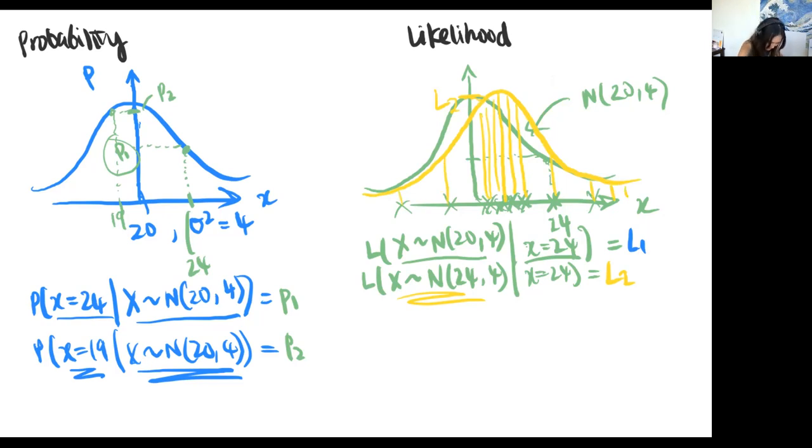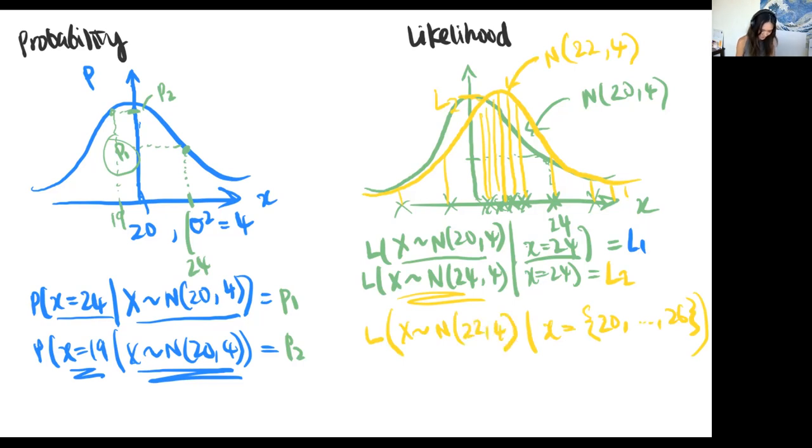So let's assume that this new yellow curve has a mean of, let's go with 22, and then 4. This is saying that, given that I have multiple X's, a bunch of values ranging from about 20 onwards to 26, I maximize my likelihood with X following a distribution of 22 and 4. And so we've maximized our likelihood with this new yellow curve. Questions about that?